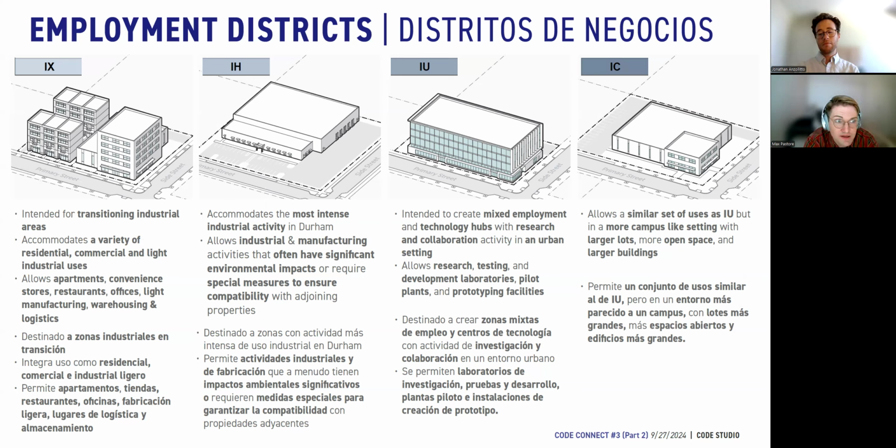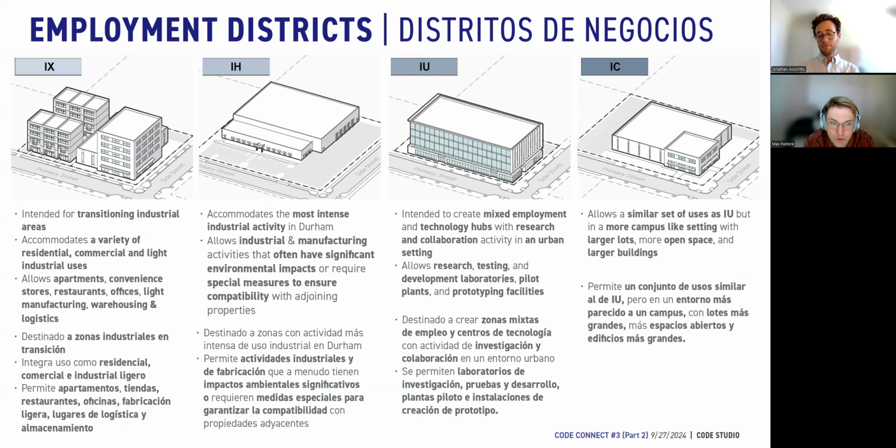So going from left to right, we have IX, that is industrial mix. That's really intended for transitional or transitioning industrial areas. So we're thinking like really light industrial that might start to introduce things like some residential uses, some commercial uses, and things that would allow for more of an urban fabric. So you can think of apartments on top of artisanal workshops or other types of very low impact, not loud industrial uses, but we would still allow for some things like warehousing and logistics if they meet a certain set of criteria.